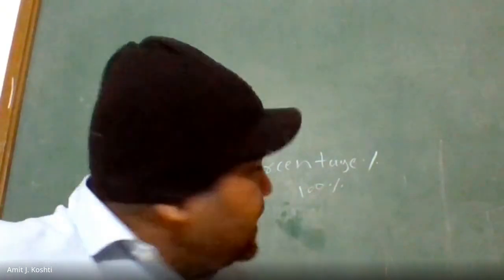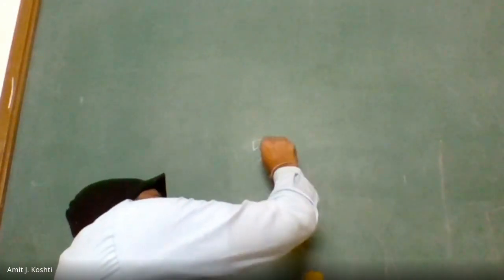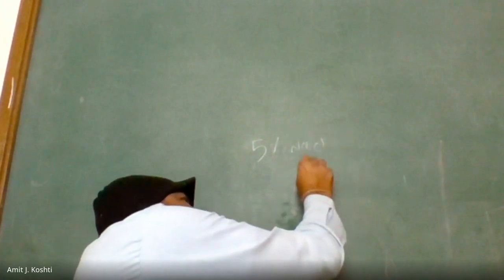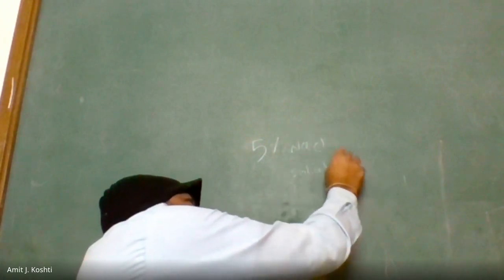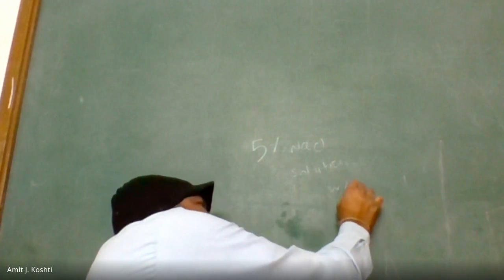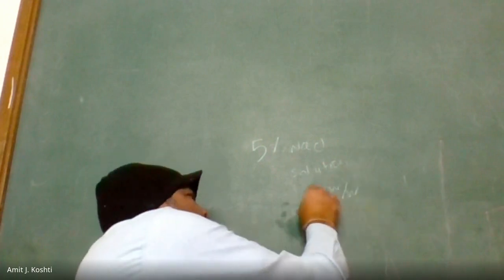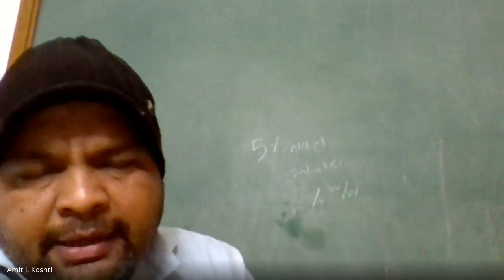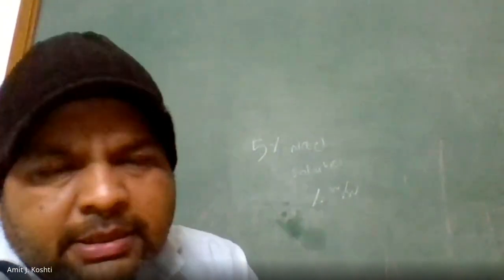Say for example, I say make 5% NaCl solution, W by W. W by W percentage solution. You are getting what I am saying? Weight by weight percentage solution.